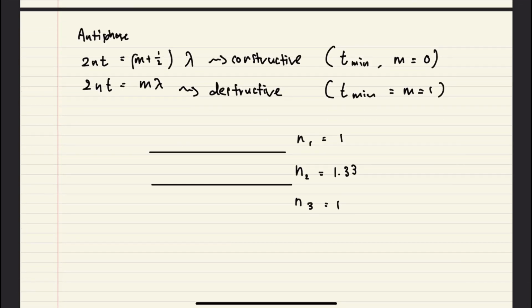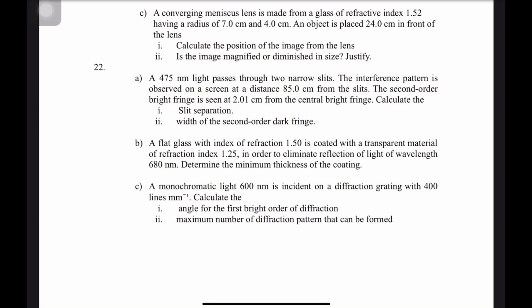Okay, I think that's it for the physical optic. I'm going to go through the past-year questions. Let's say we are going through question number 22. They divided it into 3 parts, A, B, and C. You can see clearly A is for Young double slit, through 2 narrow slits. B is for thin film, and then C is for diffraction, and in this case it will be diffraction grating.